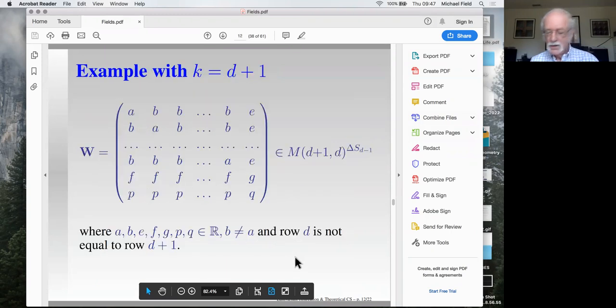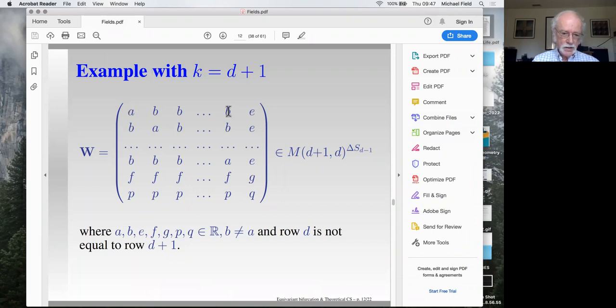Okay, so let me give an example because it might seem a little bit opaque. This is a matrix from M_(d+1,d), which has this symmetry. So if you look at this matrix here, focus on the first d minus 1 columns and go down the first d minus 1 rows, and you have this matrix here. You'll notice it's diagonal. All the A's, the diagonal entries, are equal, and all the off-diagonals are equal. This is the part that is coming from the symmetry S_(d minus 1).